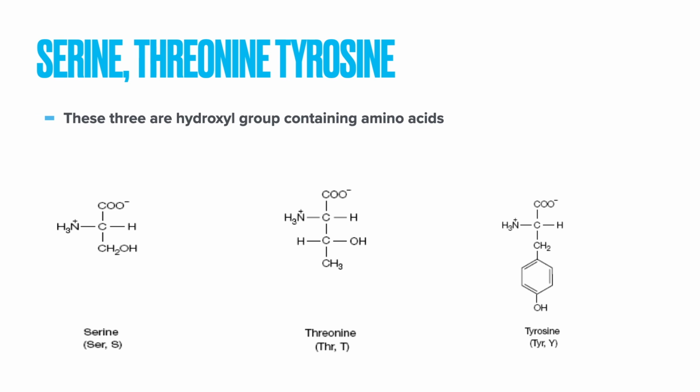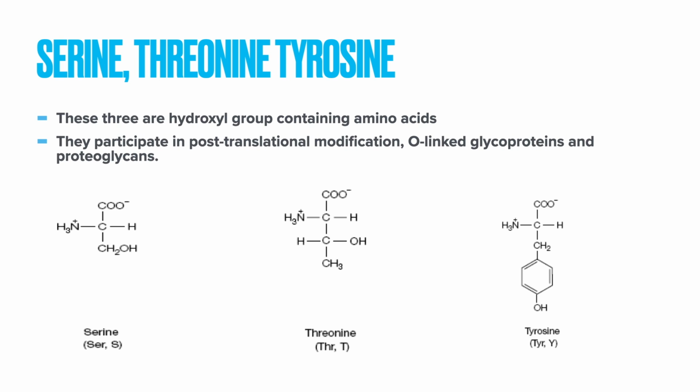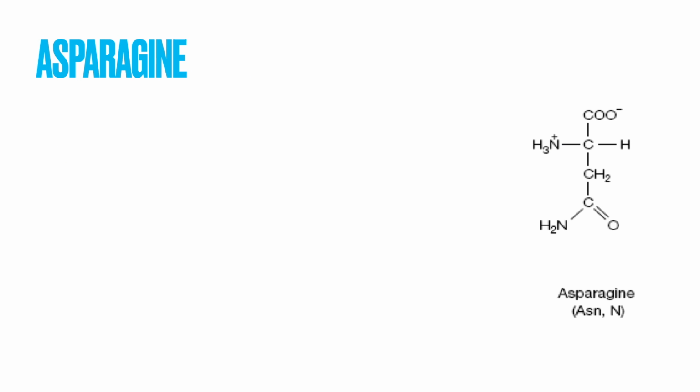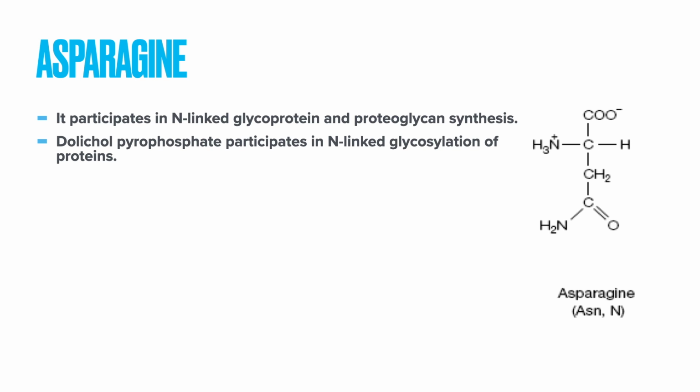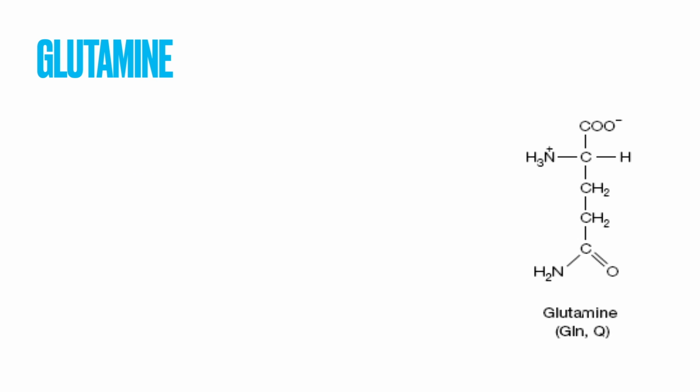We have serine, threonine and tyrosine. These are hydroxyl containing amino acids which are participating in post-translational modification of glycoproteins, O-linked glycoprotein and N-linked glycoprotein synthesis. Asparagine is participating in N-linked glycoprotein and proteoglycan synthesis, and there is a role of dolichol phosphate in the N-linked glycosylation process.